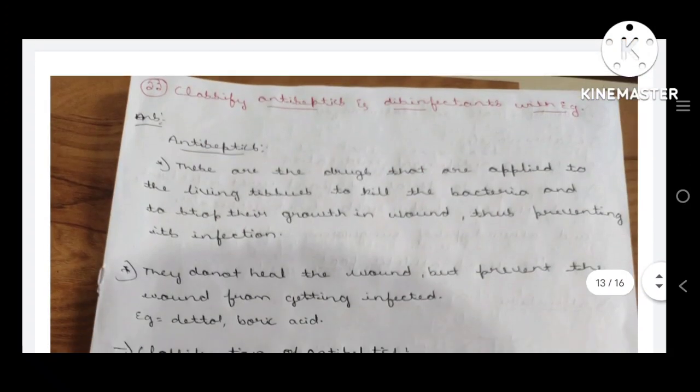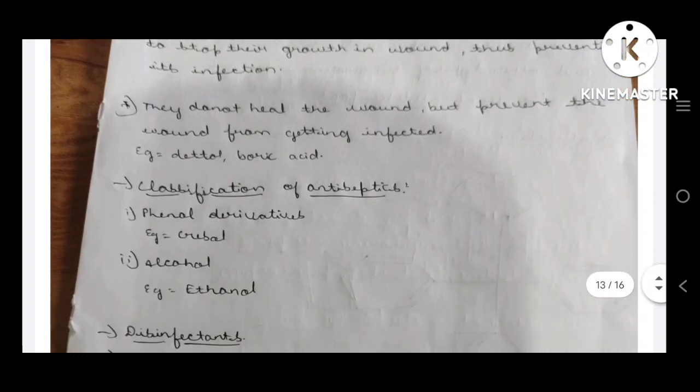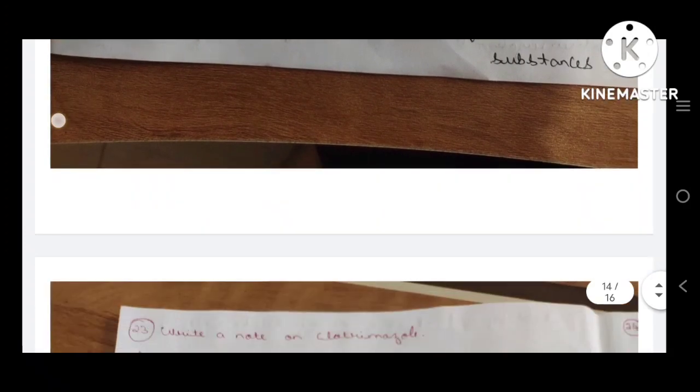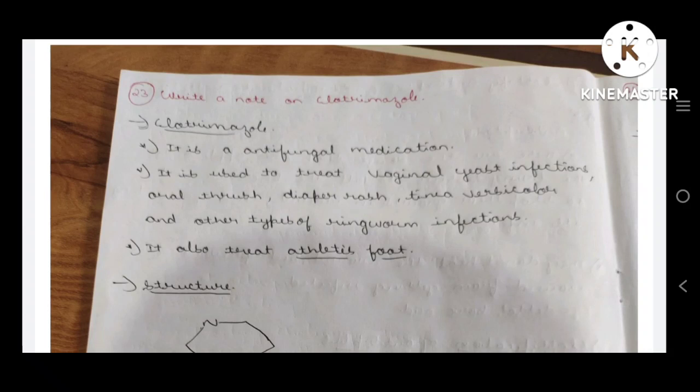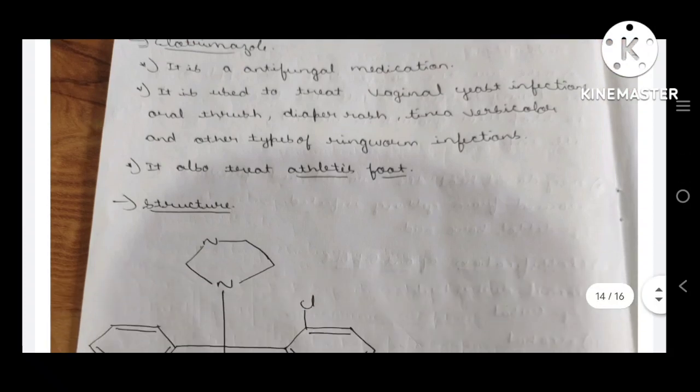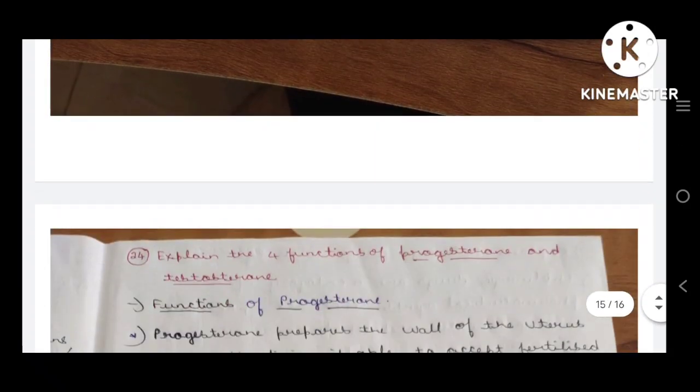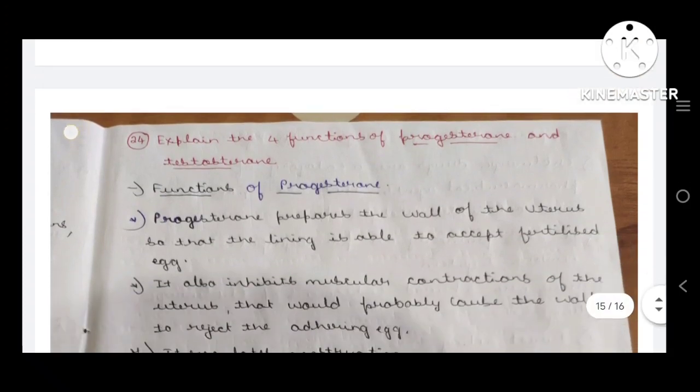Next, classify antiseptics and disinfectants with examples, same way. You have to write the antiseptic, then the classification of antiseptics, then the disinfectant, then the classification of disinfectants. Very simple. You have to follow this technique not only in pharmaceutical chemistry but in any subject. Like in pharmaceutical jurisprudence, they will directly ask for a note: write a note on the Drugs and Cosmetics Act. You have to write that, then the characteristics of the Drugs and Cosmetics Act. If you follow these basic and simple things, you will really get good marks in your examination.